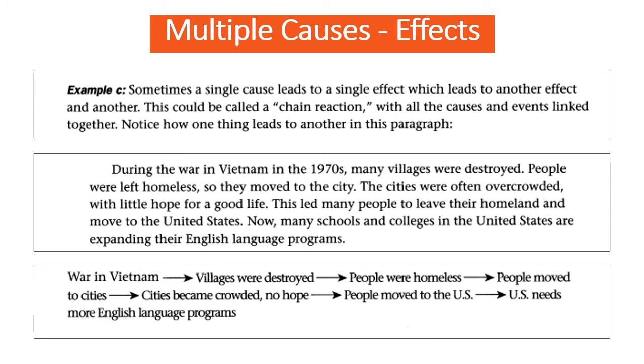As you can see here, there are a lot of arrows, and we cannot decide which is the cause and which is the effect, because they are intercorrelated with each other. So this is called a chain reaction, which has become part of the multiple cause effects pattern.